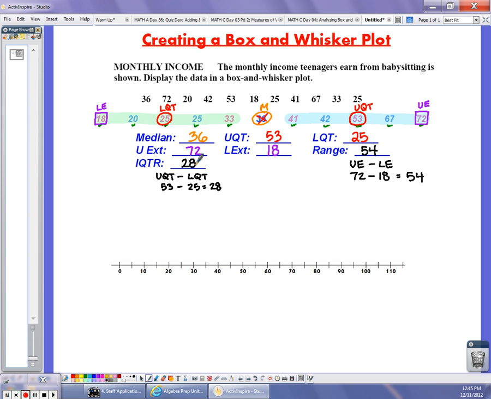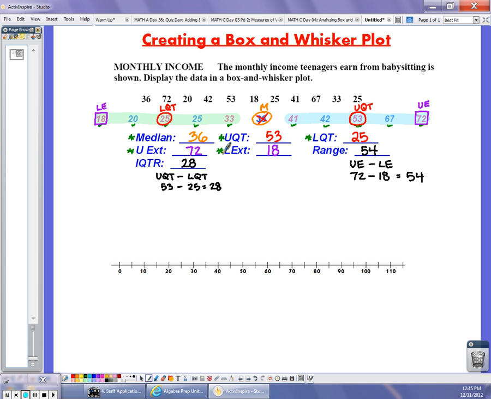With this information, I can now go ahead and graph my box and whisker plot, and I actually only need 5 of these numbers here. The 5 things that I do need are the median, the upper quartile, the lower quartile, my upper extreme, and my lower extreme. Those are the 5 things that I need to graph to create my box and whisker plot. So I'm just going to go ahead and graph those 5 items.